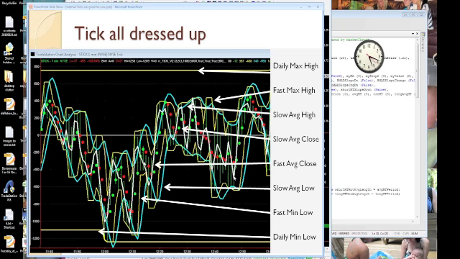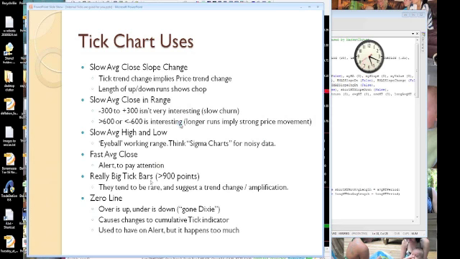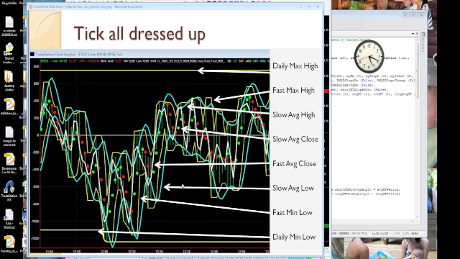Here you're well outside of the range, and you can speculate that the next one's going to be well inside the range, and that'll be a crossover. That you can actually deal with trading minute charts. You get an awful lot of noise on this stuff. Really big tick bars, 900 points tall. They tend to be rare.